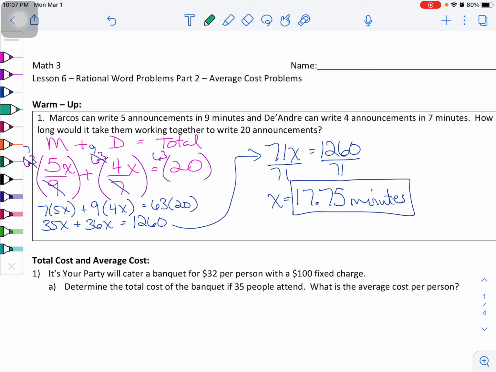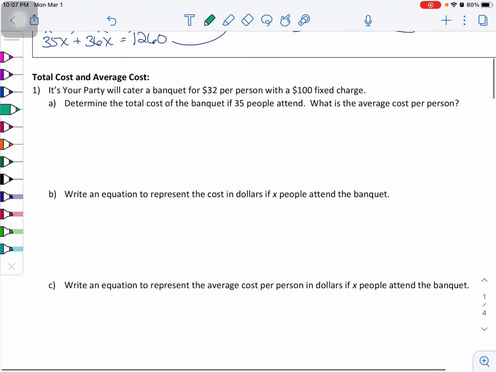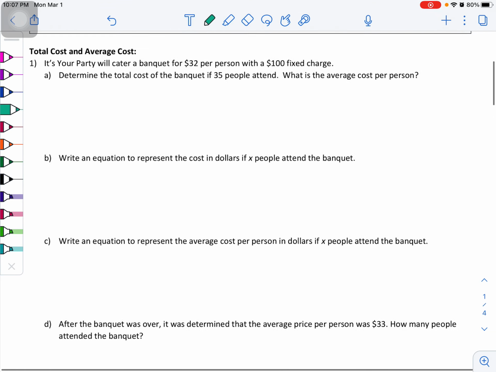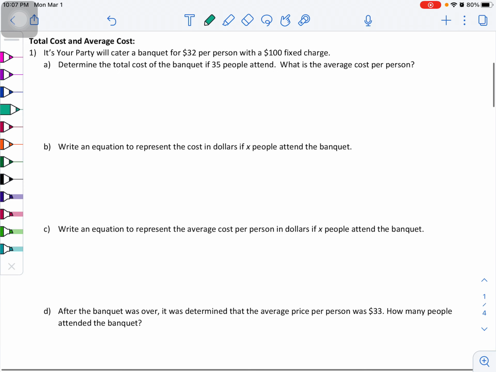Now what we're going to get into is some average cost problems. So read it, annotate it. We're going to set up some equations, solve some different problems here. All right, so problem number 1. It's Your Party will cater a banquet for $32 per person. So for every person at your banquet, you're going to pay $32 with a $100 fixed charge.